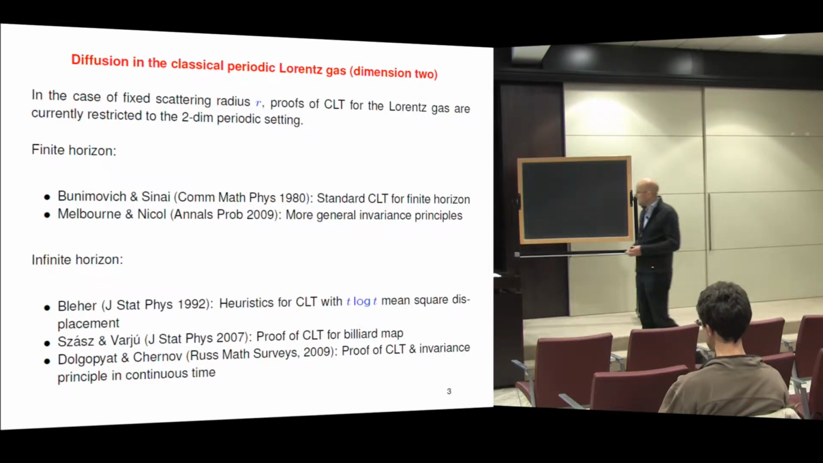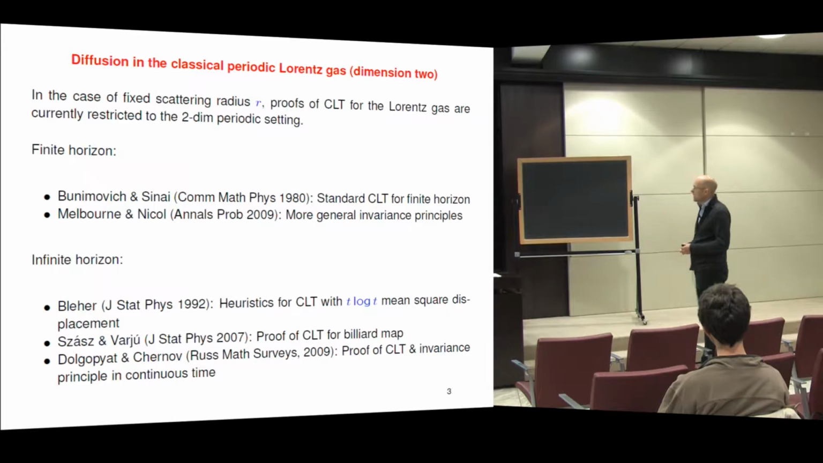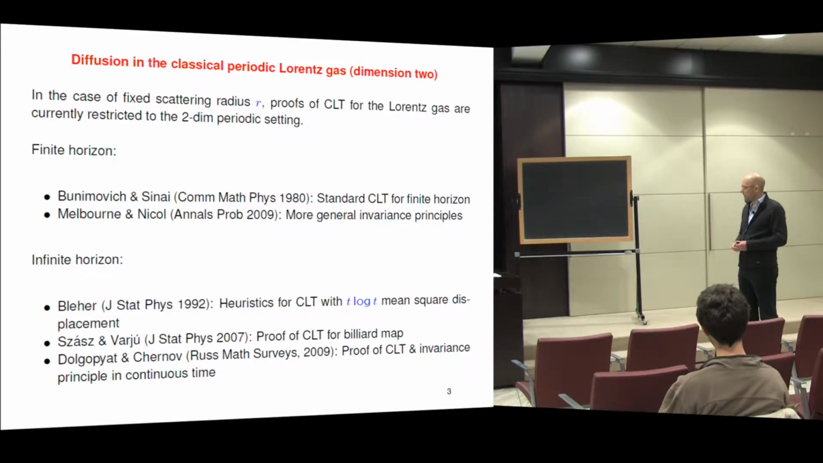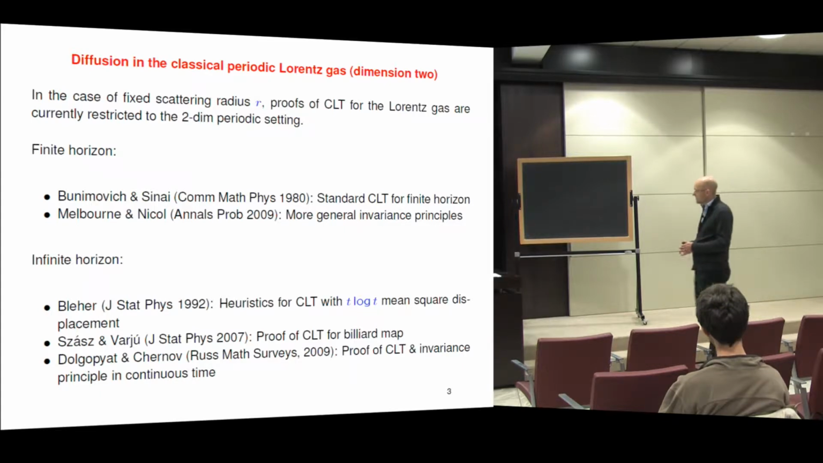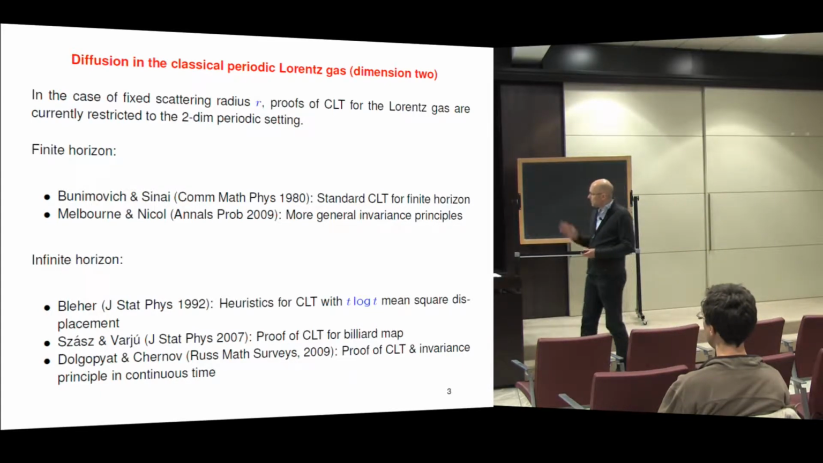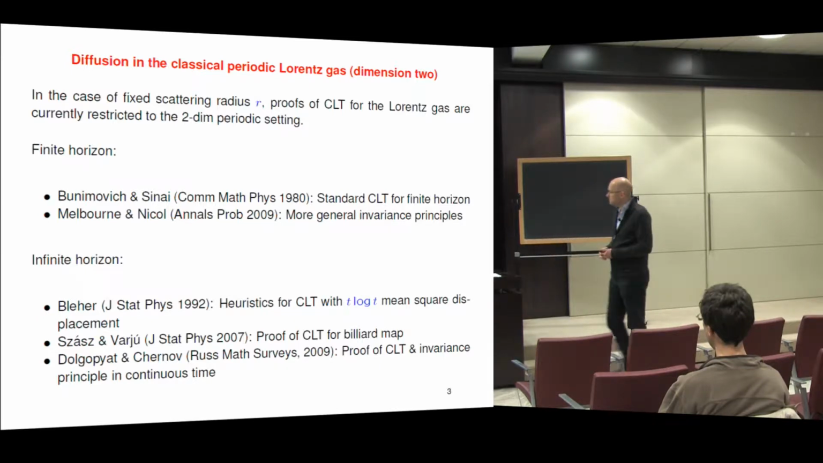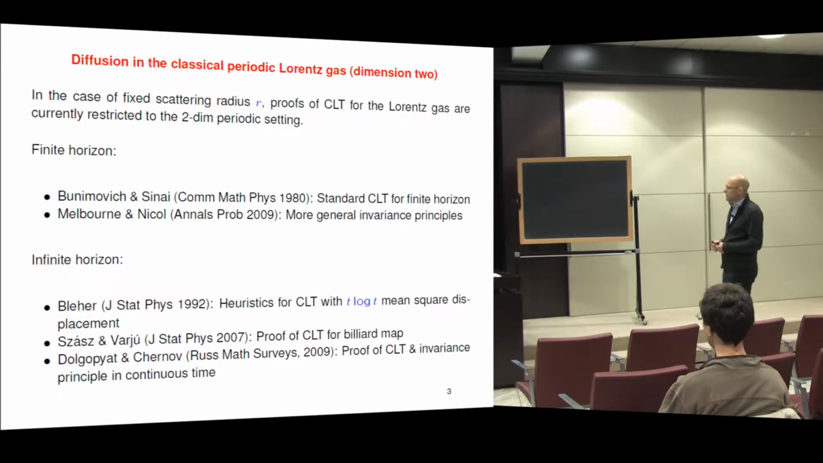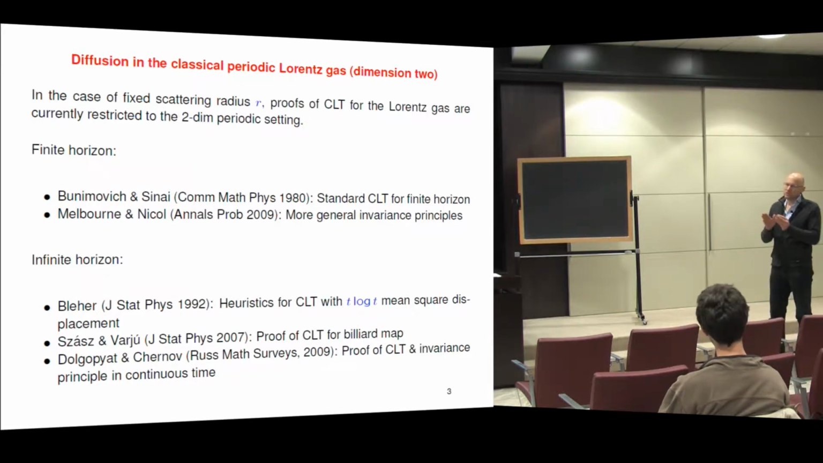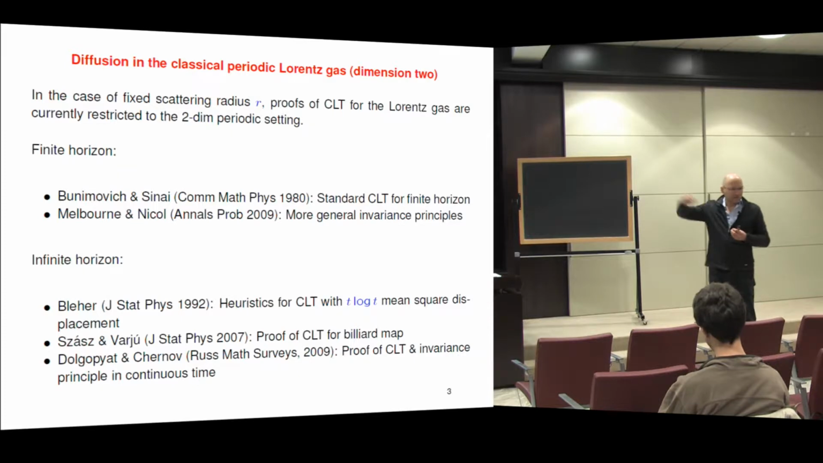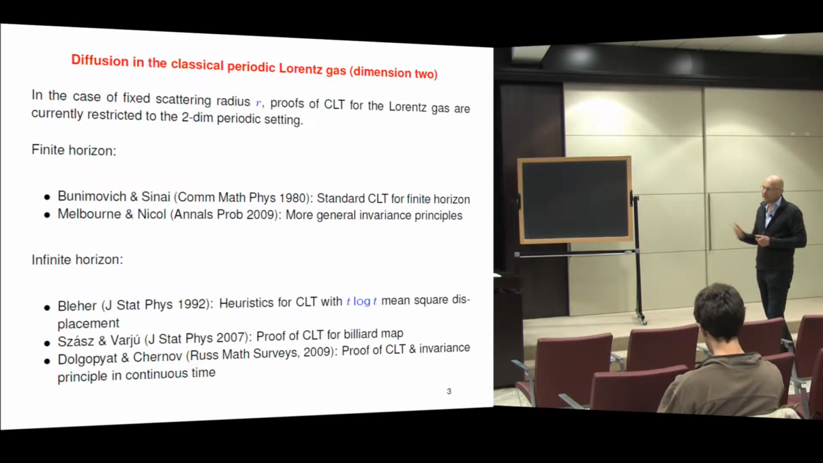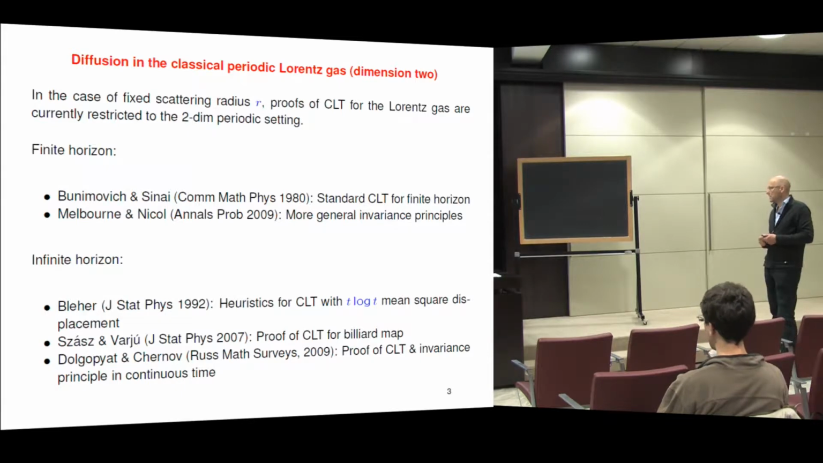There have been many generalizations of this result by, for instance, Melbourne and Nicol, and you find many references in their paper. All of this holds only in 2 dimensions. In the infinite horizon case, Bleher pointed out that we should have a central limit theorem, however, with a t log t mean square displacement, and that is due to channels where particles can fly an unbounded distance, and these events make a non-trivial contribution to the diffusion.